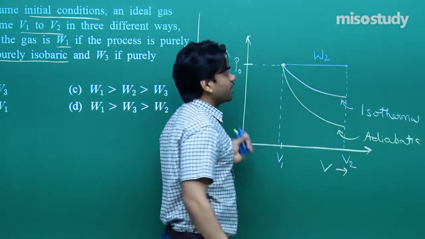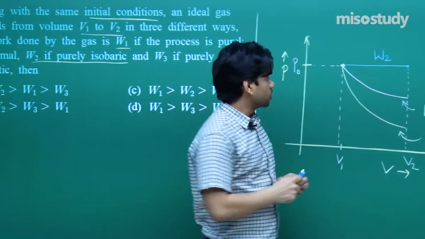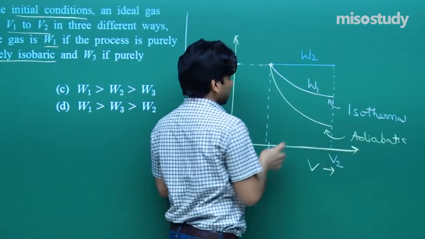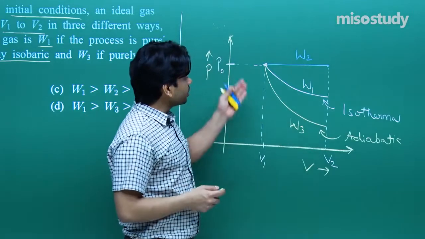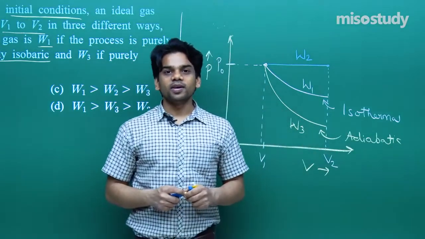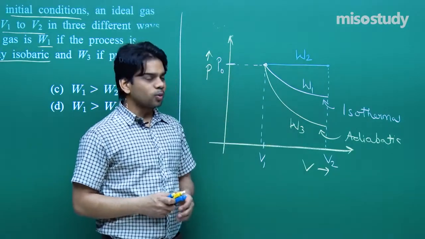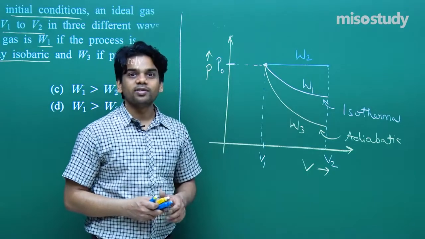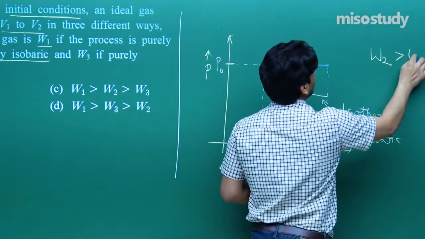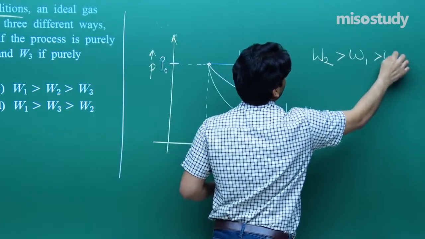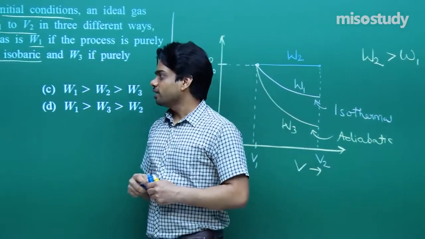So W1, where will it lie? W1 will be in the center, because W1 is for the purely isothermal process. So this will be the case of W1, and this automatically will be the case of W3 for adiabatic. Now in the 3 cases, whenever you have a PV curve, you can easily evaluate it by seeing the area under the curve. So maximum work done is in the case of W2, then we have W1, then we have W3. So maximum work done will be in the isobaric case, then isothermal, then adiabatic, that is W3. So W2 is greater than W1 is greater than W3.